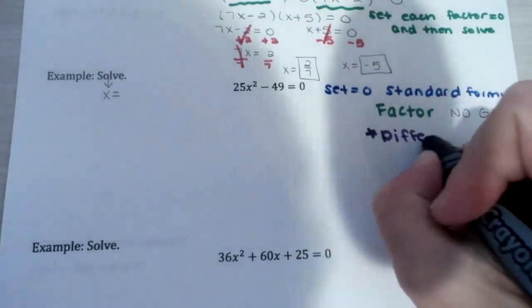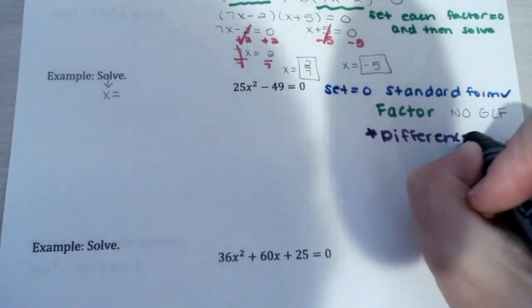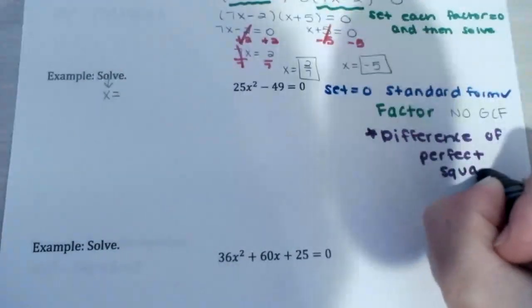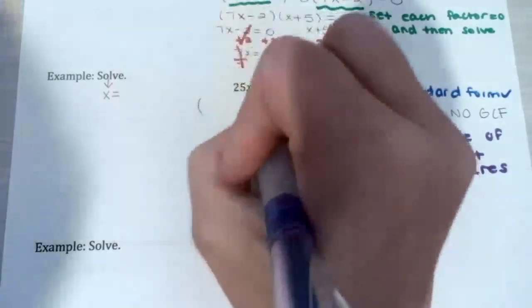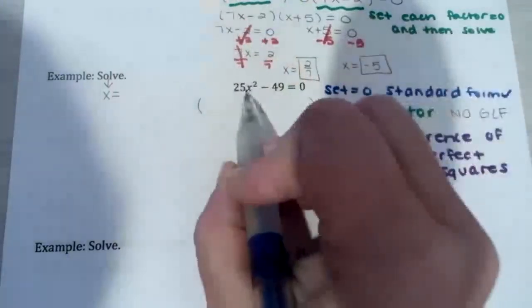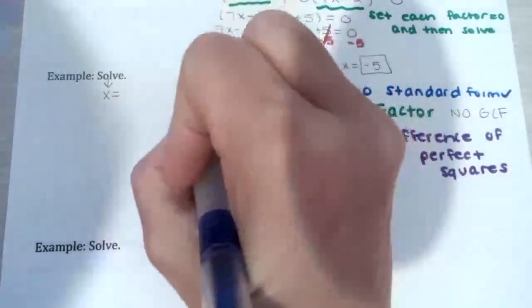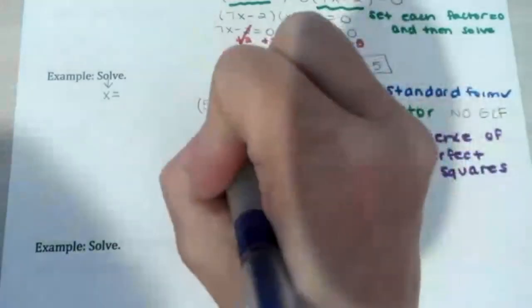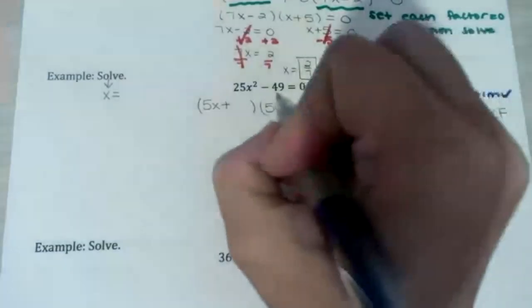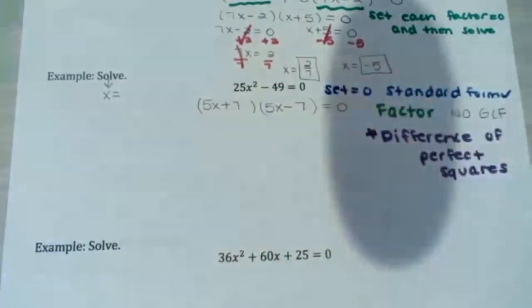So difference, because we're subtracting 2 perfect squares, set equal to 0. 25x squared is, we know, 5x times 5x. We're subtracting, so we're going to have different signs. One's positive, one's negative. 49 is 7 times 7. So done, we factored it. 5x plus 7 times 5x minus 7 equals 0.